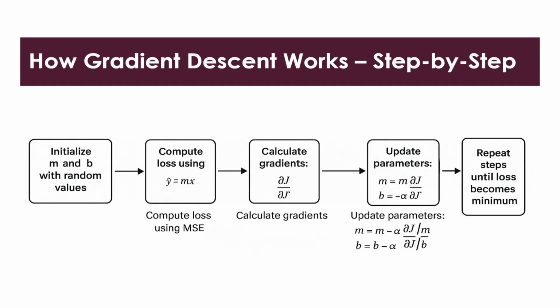Coming to how gradient descent works, firstly start with any random values initialized to M and B, and then predict the output by computing the formula mx plus b. Calculate the loss using the MSE formula. Compute the gradients. This tells us the direction in which the loss increases or decreases. Update the M and B in the direction that reduces the loss. Repeat this again and again. This process continues until the loss becomes as small as possible.